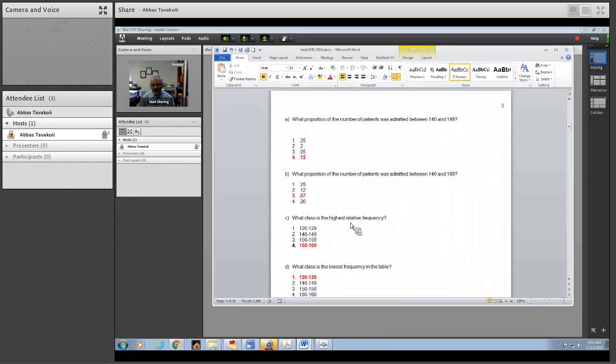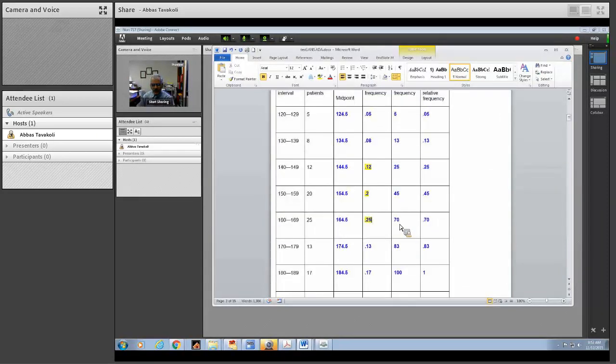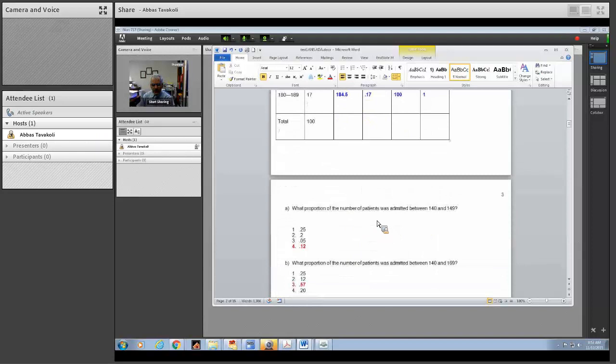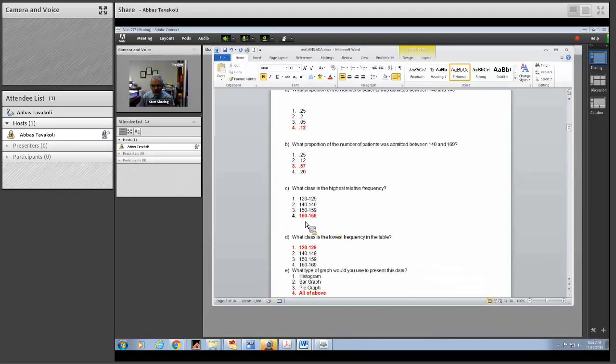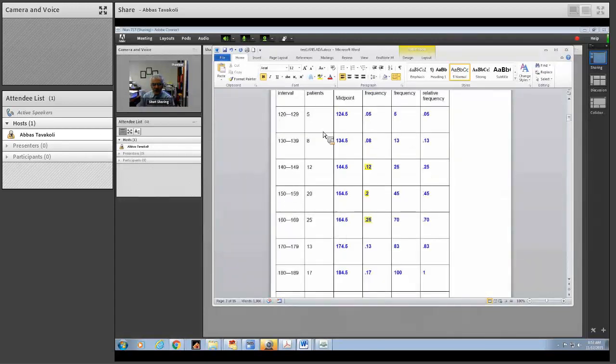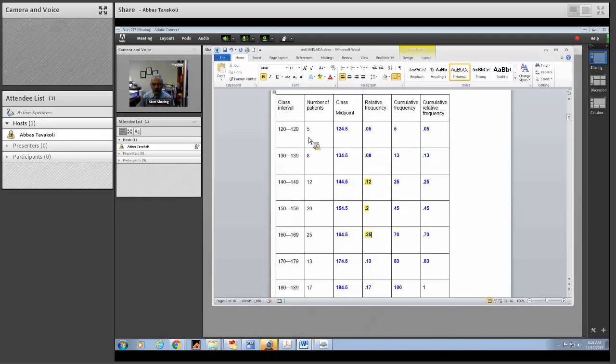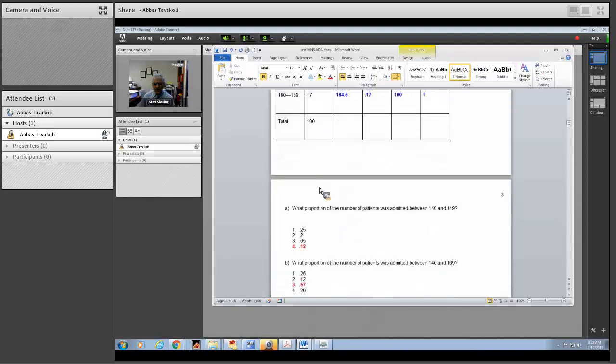What class has the highest relative frequency? If you look, the highest is 0.25. So the correct answer is 160 to 169. What is the lowest frequency? If you look, it is 5, which is the class interval 120 to 129.